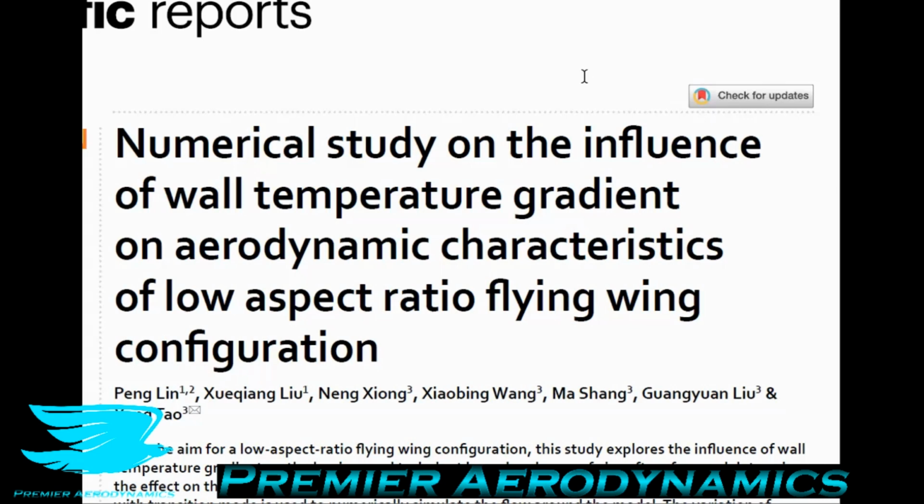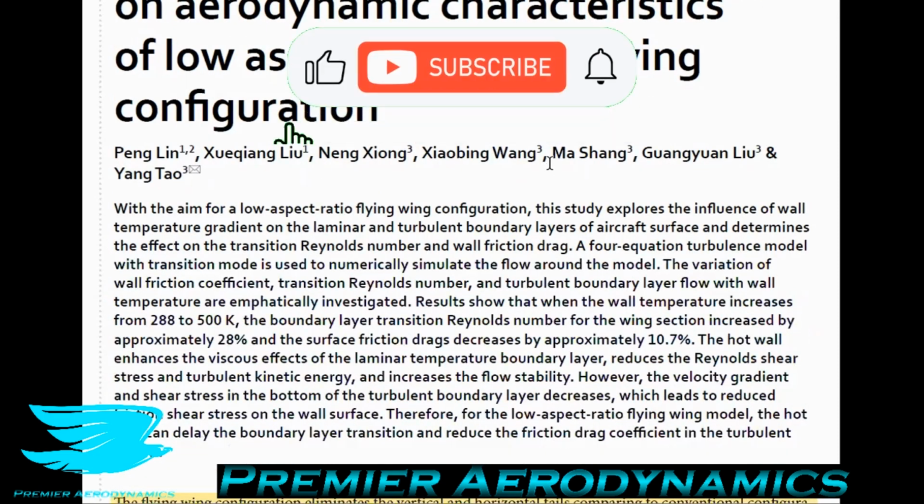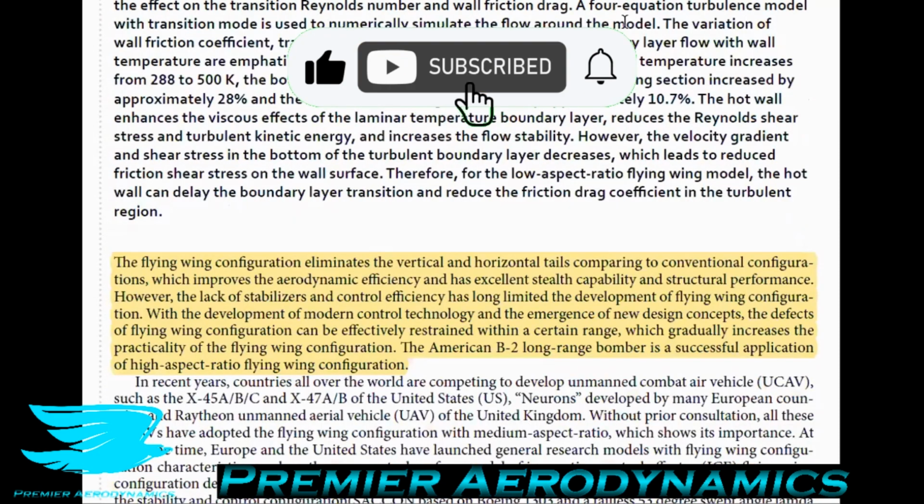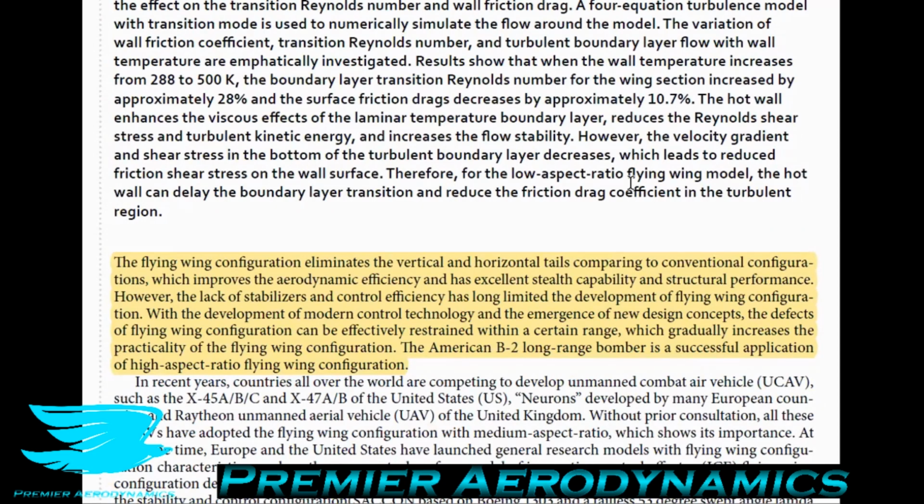So let's continue now. The flying wing configuration eliminates the vertical and horizontal tails compared to conventional configurations, which improves the aerodynamic efficiency and has excellent stealth capabilities and structural performance. So why does it have better aerodynamic efficiency? The main reason is because you don't have the fuselage or the tail section.